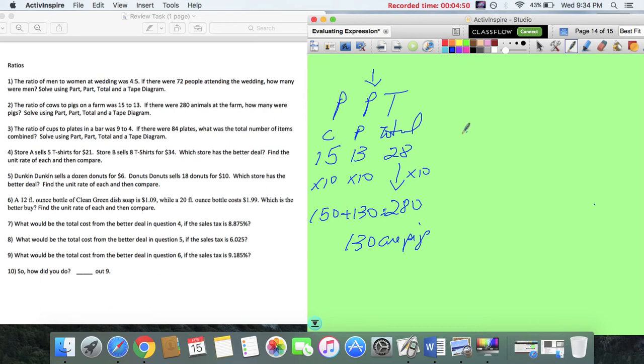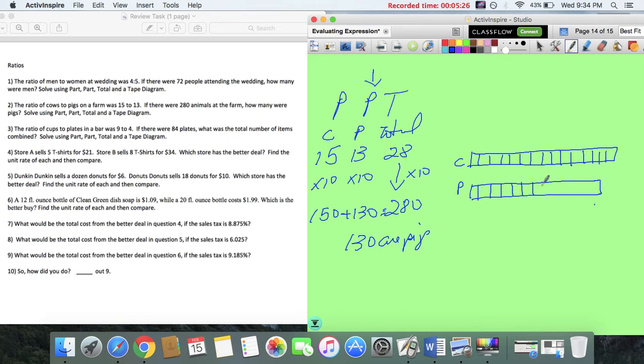And then we're going to do the same thing with a tape diagram. Oh, yikes. All right, so it's 15 boxes. Okay, so let's do this. Cows first. This is cows. 1, 2, 3, 4, 5, 6, 7, 8, 9, 10, 11, 12, 13, 14, 15. Good. And pigs, I'm just trying to make it the same size. Pigs is 13, so it's 2 less. 2, 3, 4, 5, 6, 7, 8, 9, 10, 11, 12, 13.